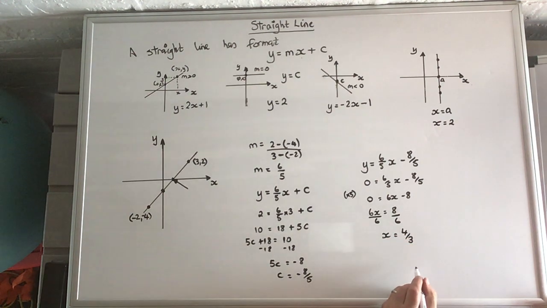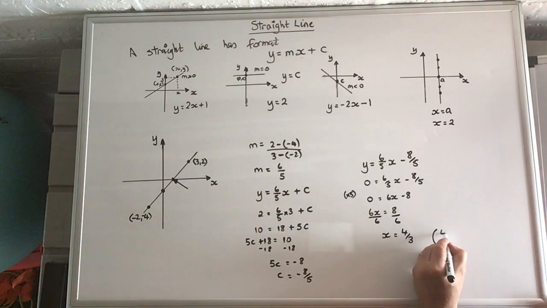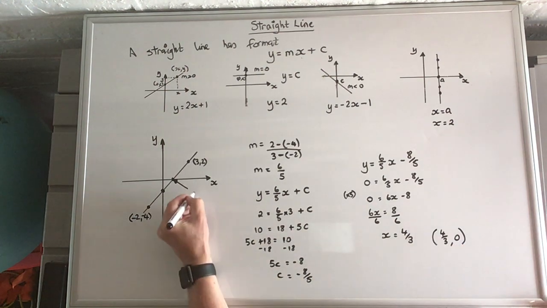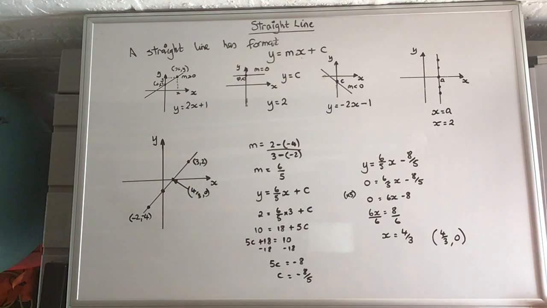So the coordinate of this point here on the x-axis is 4 over 3, 0. So that's that point there. I'll just put it here so you can see that. Okay. I think that's about everything you can get at National 5.